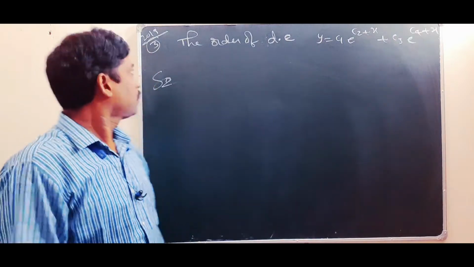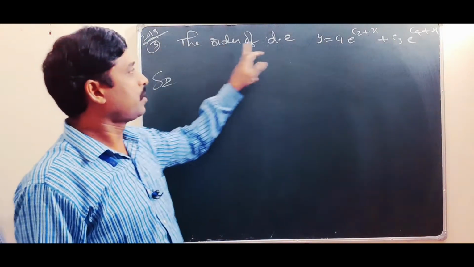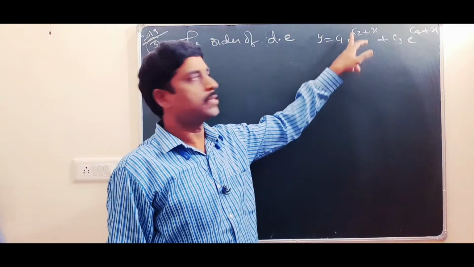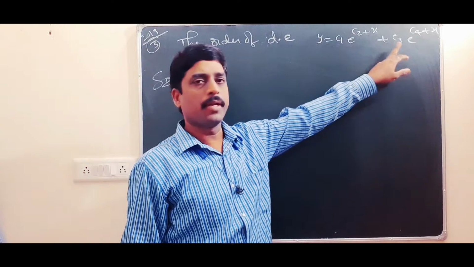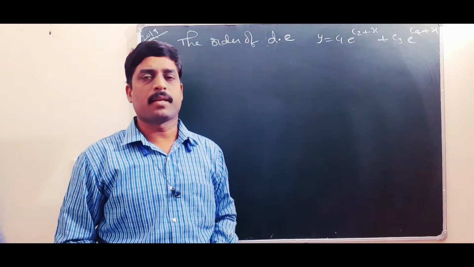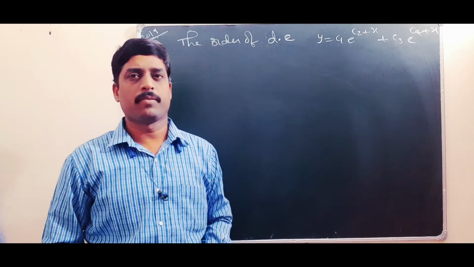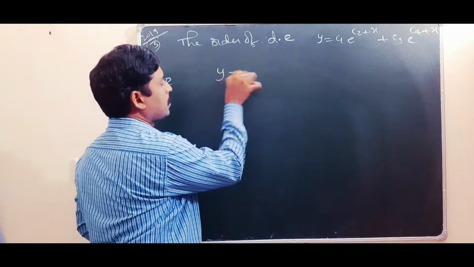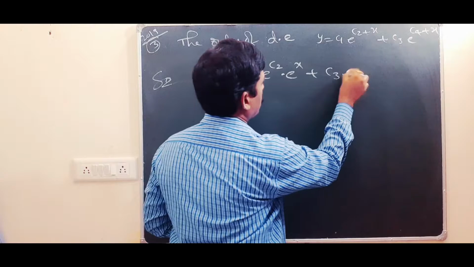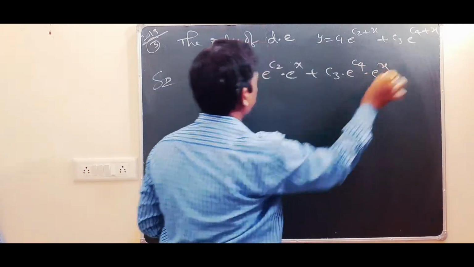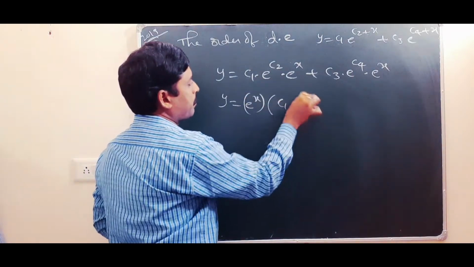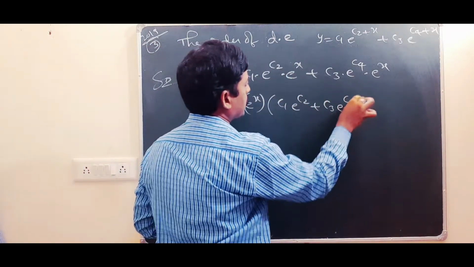Okay, moving to the next question. This is from 2019. The order of the differential equation. So what is given? y is equal to c1 e to the power (c2 plus x) plus c3 into e to the power (c4 plus x). We have one formula, a to the power (m plus n) equal to a to the power m into a to the power n. So y is equal to c1 into e to the power c2 into e to the power x, plus c3 into e to the power c4 into e to the power x. Taking e to the power x common, (c1 e to the power c2 plus c3 e to the power c4).